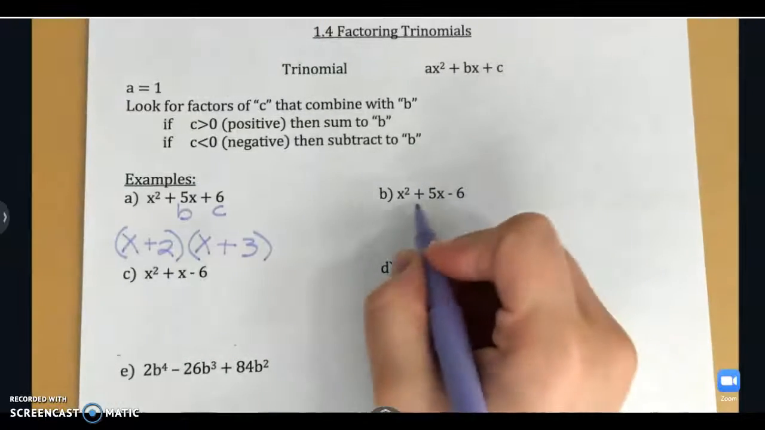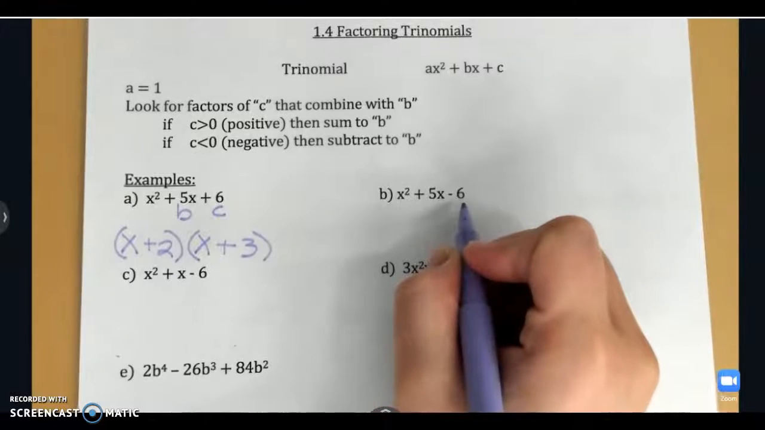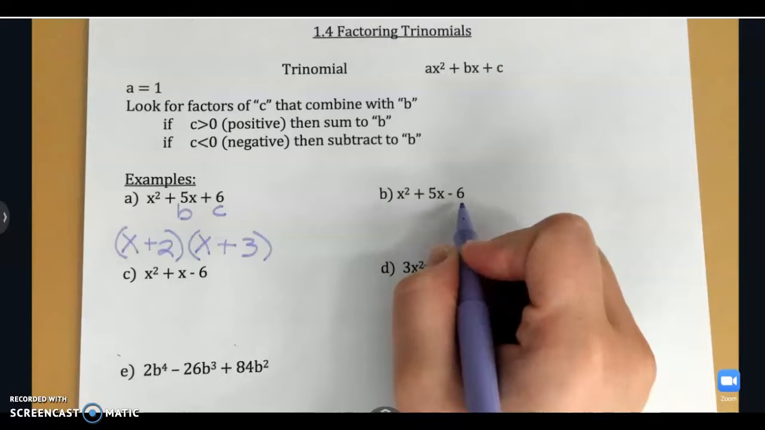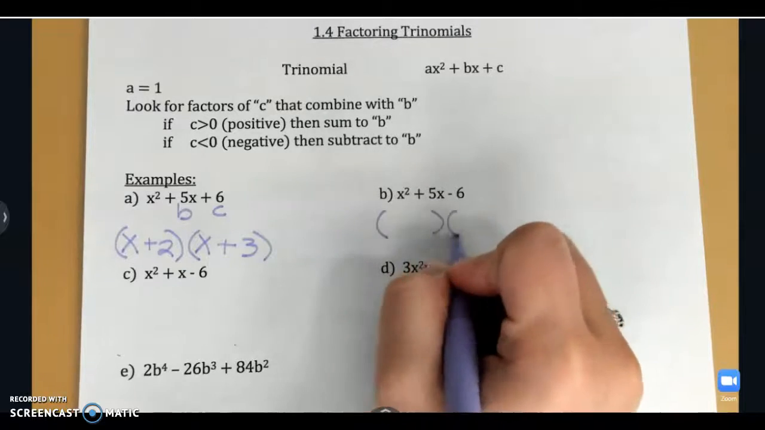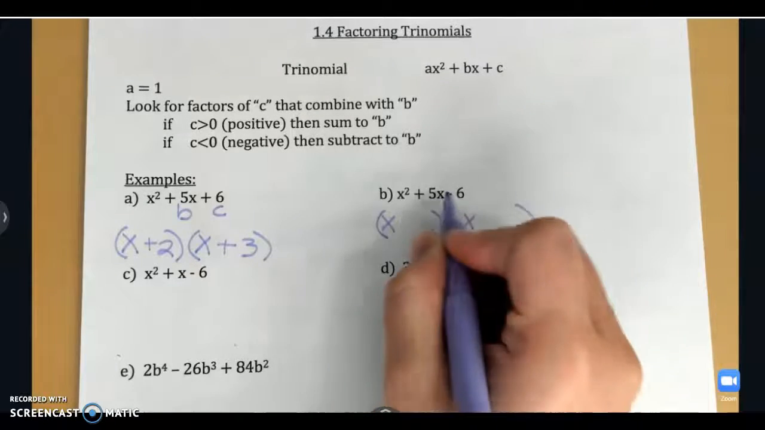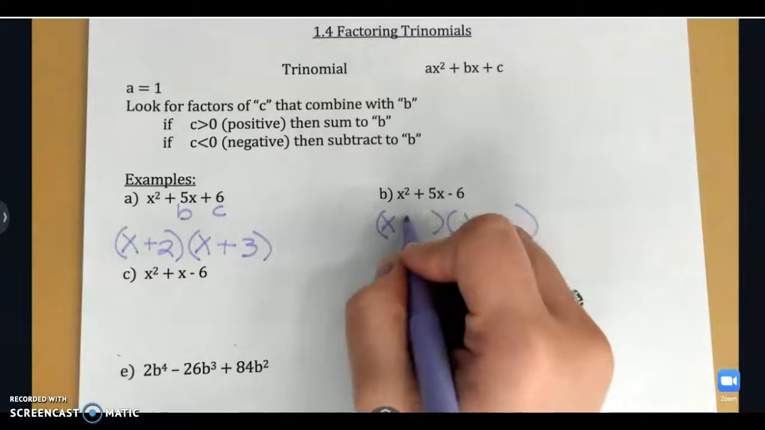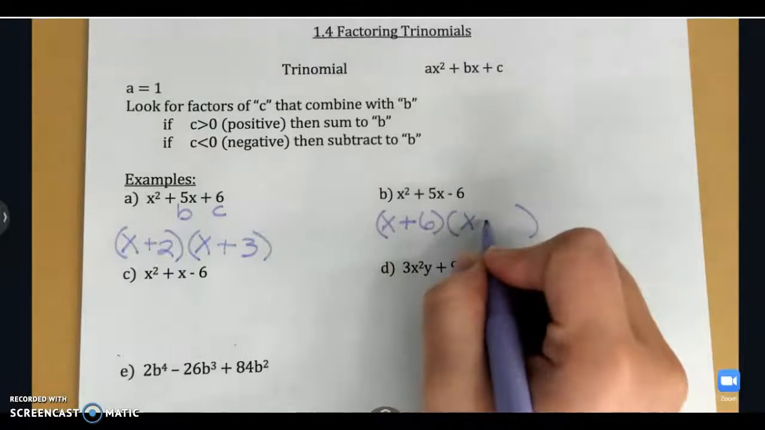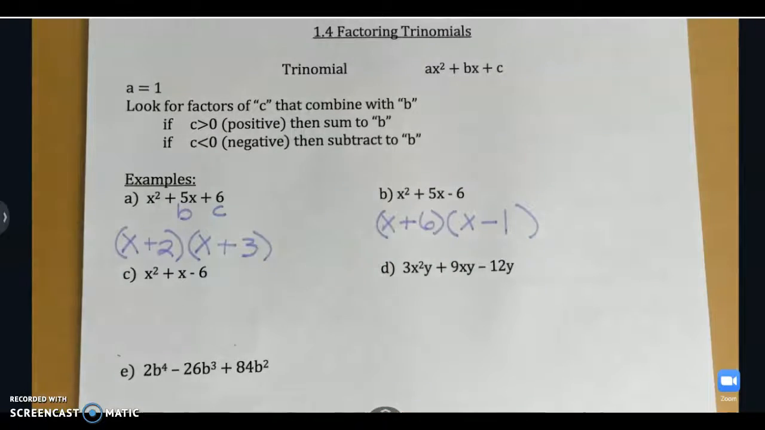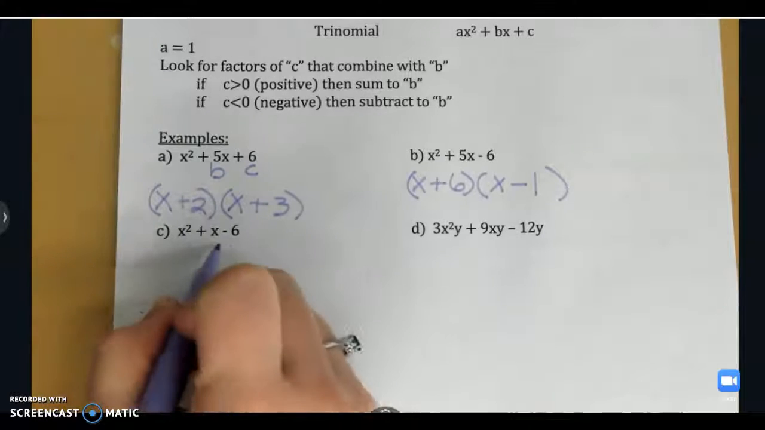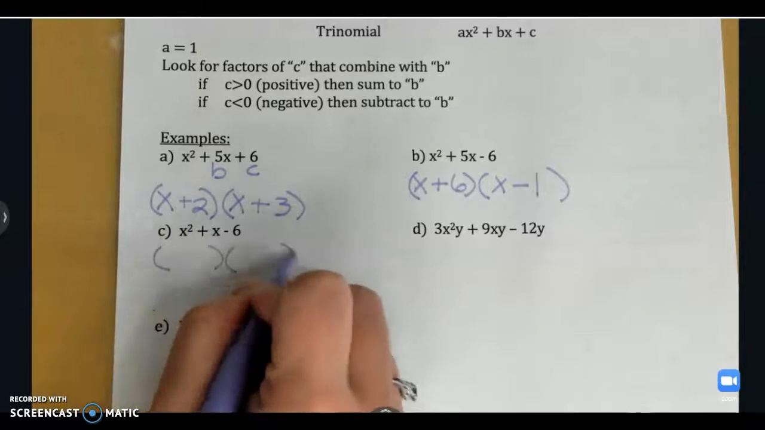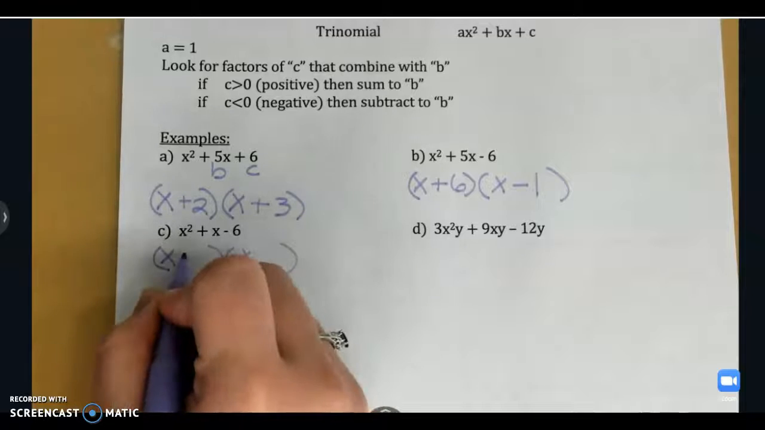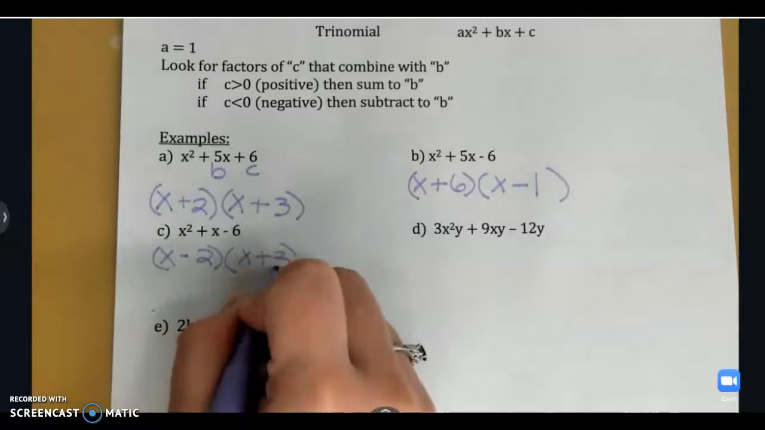Okay. On example B, my c term is negative 6, so I'm looking for factors of negative 6 that subtract to my middle term, which is 5. So factors of negative 6 that add to 5 are going to be positive 6 and negative 1. Okay. Then on C, factors of negative 6 that add to positive 1, that is going to be negative 2 and positive 3.